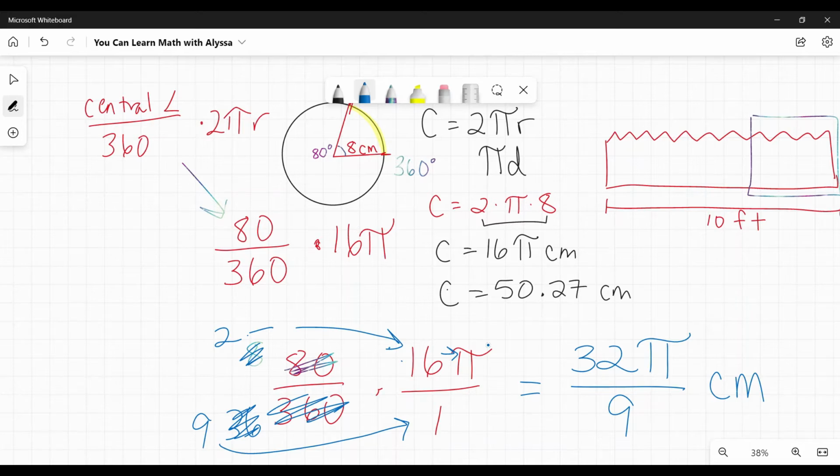If you see on the worksheet, test, etc., or if your teacher says, leave it in terms of pi, this is what they want. If you see use 3.14 for pi, that's what they want you to do. They want you to type in 32 times 3.14 and then divide by 9 in your calculator. If it says round to the nearest hundredth, they want you to just use the pi button on your calculator.